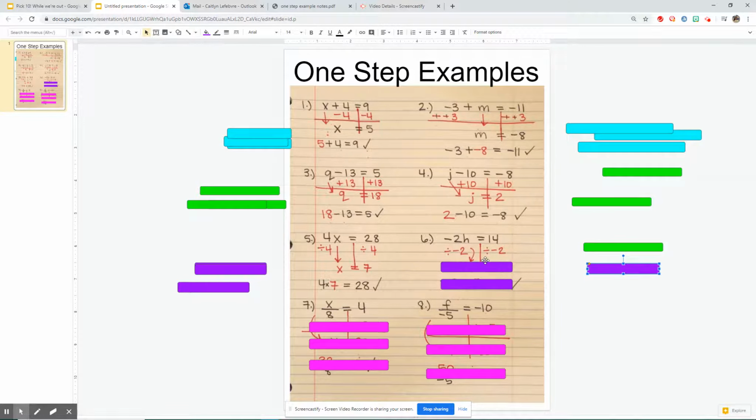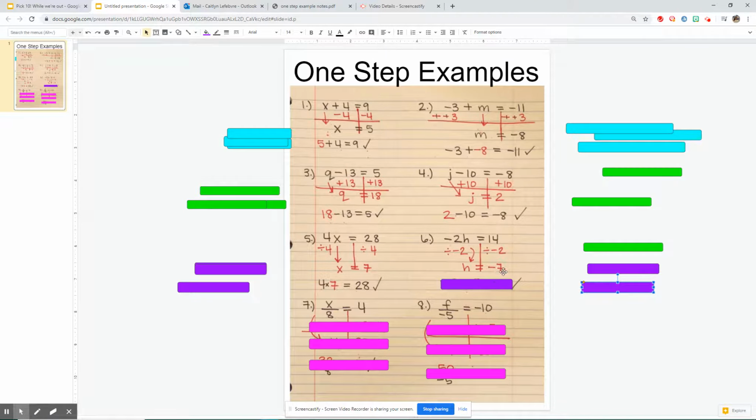Okay, so it should be h equaling whatever 14 divided by negative 2 is, and that should be negative 7. So remember, a negative times a negative equals a positive. And division is just the opposite of multiplication. So if I have a negative 2 here, I want to know what multiplies by negative 2 to give me a positive 14. So that has to be a negative 7.